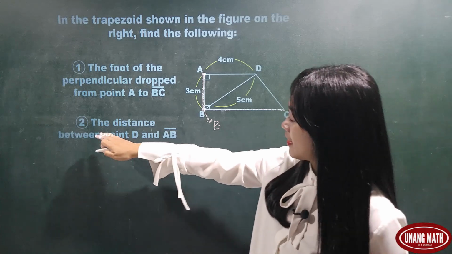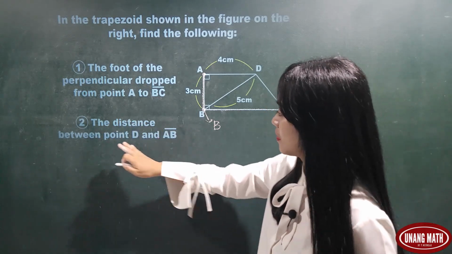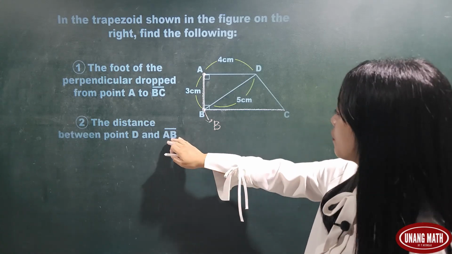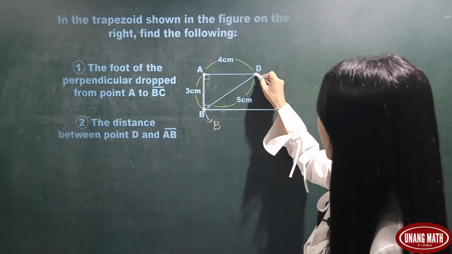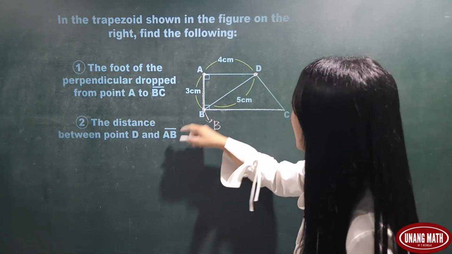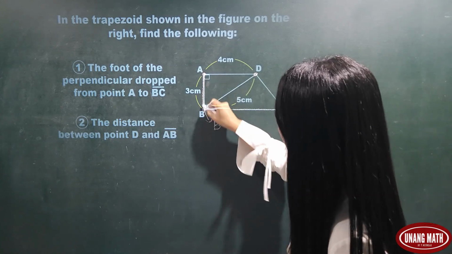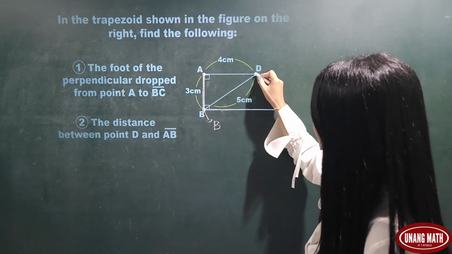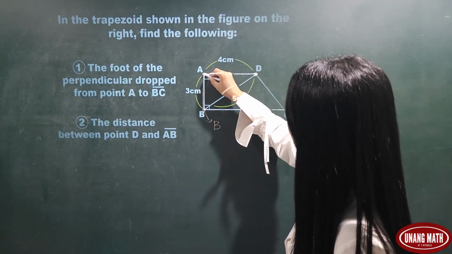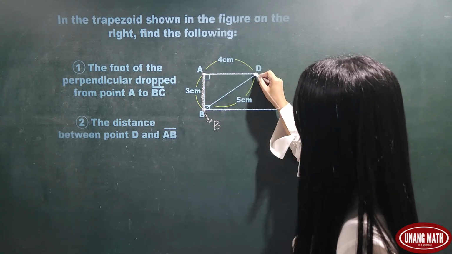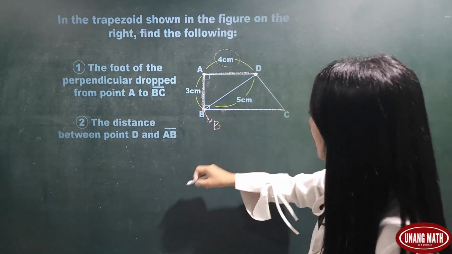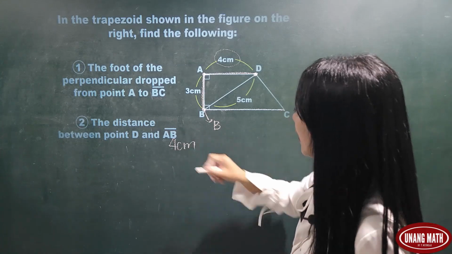Okay, what about the second question? What is the distance between point D and segment AB? So where is point D? This point. And where is segment AB? This line. So the distance is from point D, draw a straight line perpendicular to line AB. So meaning, what is this distance? It's given that this is 4 centimeter.